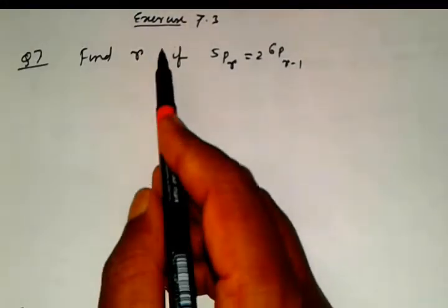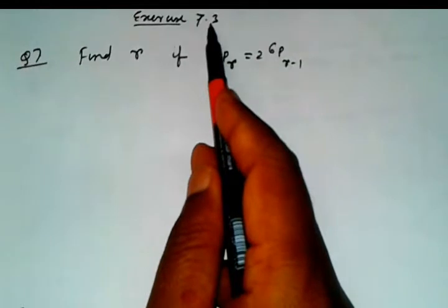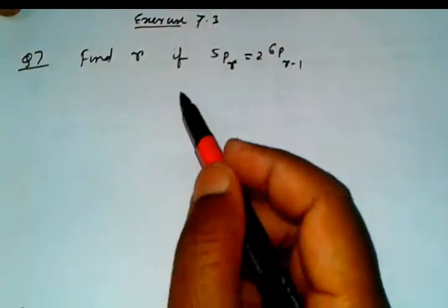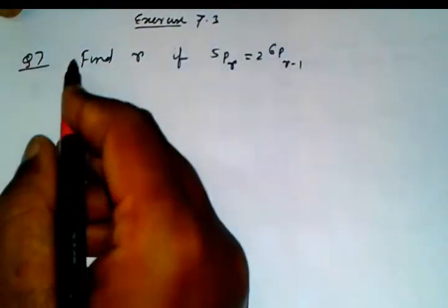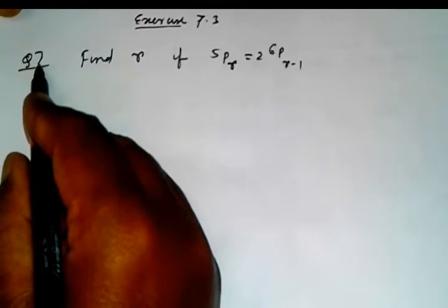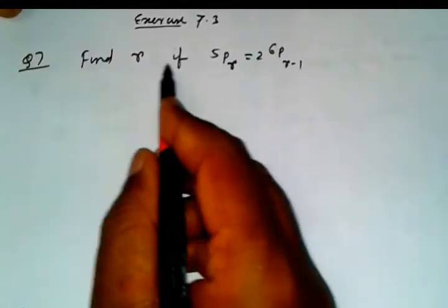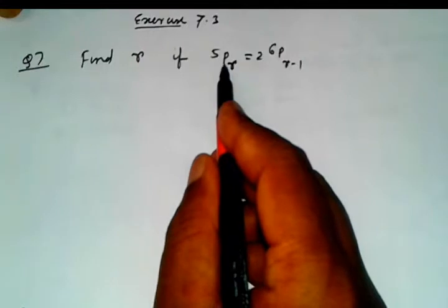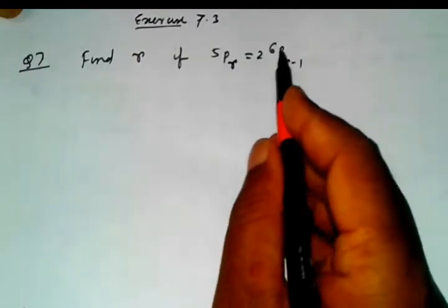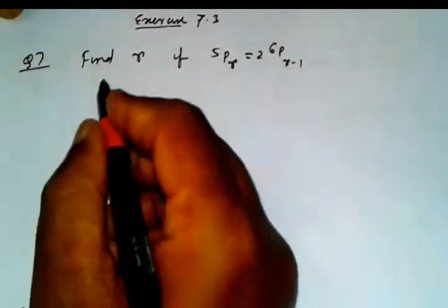Today also I shall discuss some problems which are in exercise number 7.3. Last class also I have discussed some problems. Today's first problem is question number 7, which is: find r if 5Pr is equal to 2 into 6P(r-1).